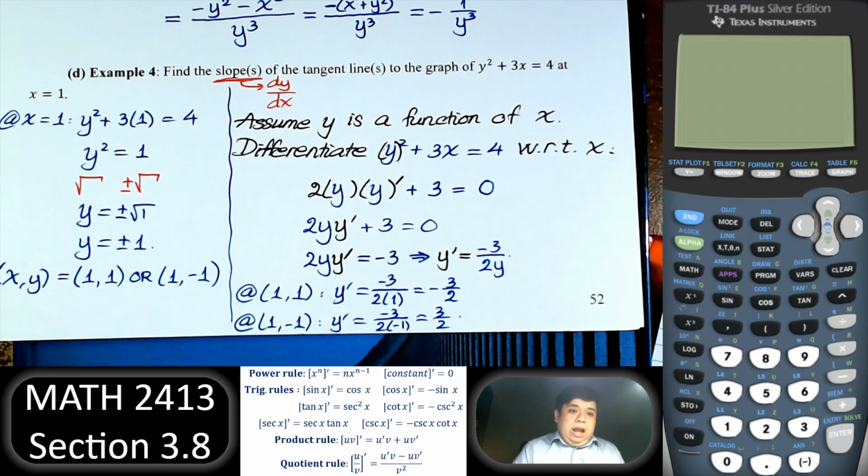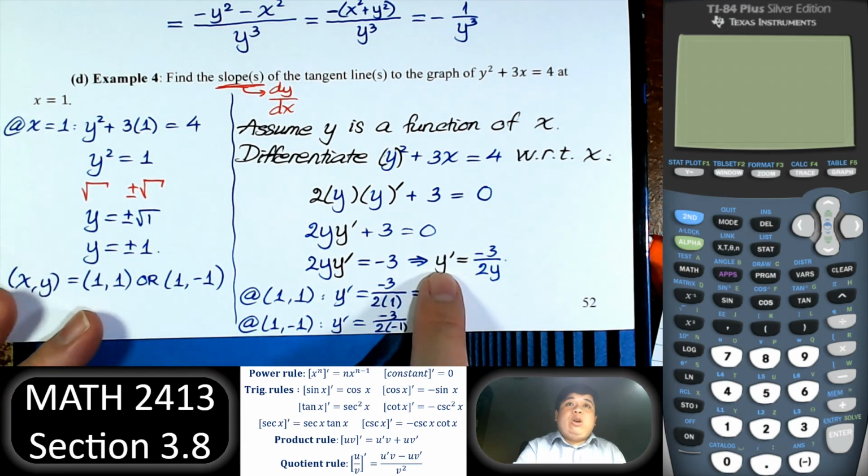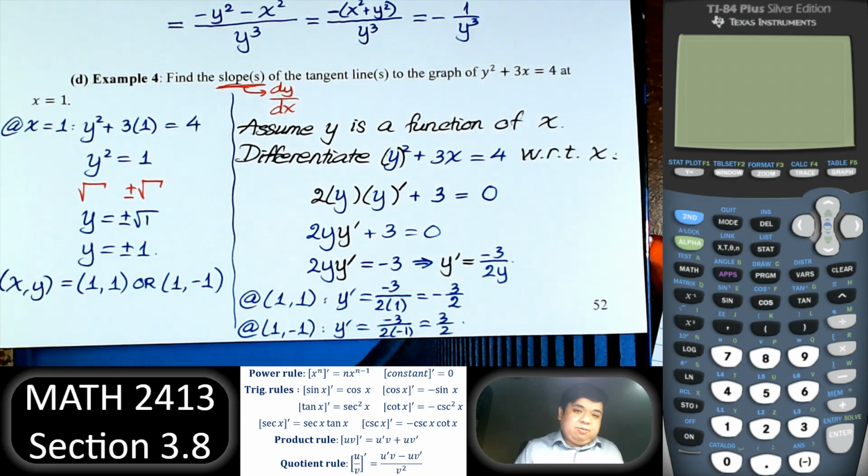The key here in implicit differentiation is we don't need to solve for y. And if we have an equation that complicated, we can always simplify that. At the last step, try to get y prime by itself. So that's all we have.